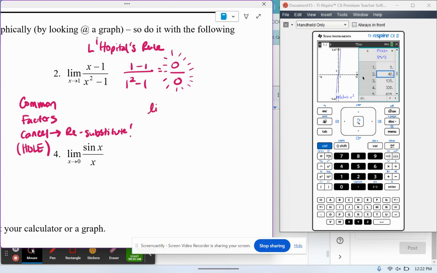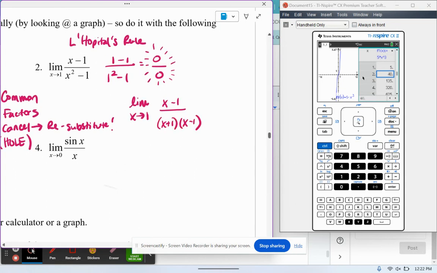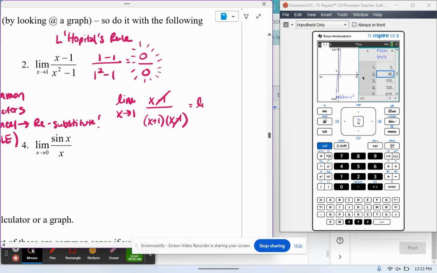Okay. So now I'm trying to rewrite this in an alternative form that's equivalent but looks different. Maybe I won't get an indeterminate form then, okay? So now I'm going to write x minus 1 over x squared minus 1 as x plus 1 times x minus 1. Notice how the limit's still on there. The limit's still on there because I didn't substitute yet. Once I substitute in, meaning once I take that 1 and put it into the problem, then the limit disappears, okay?